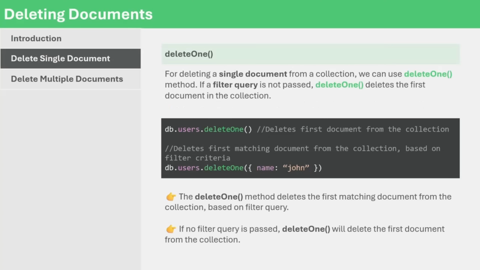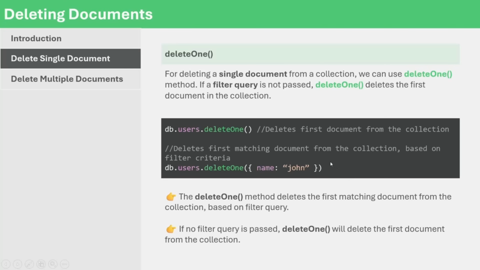In order to delete documents from a collection, we need to call the deleteOne method on the collection name. And to the deleteOne method, if we don't pass a filter query as its argument, in that case, it is going to delete the first document from the collection. But what we can also do is filter the document which we want to delete. For that, to this deleteOne method, we can pass a filter query. Based on that filter query, the deleteOne method is going to filter all the matching documents, and then it is going to delete the first matching document. Let's see this in action.